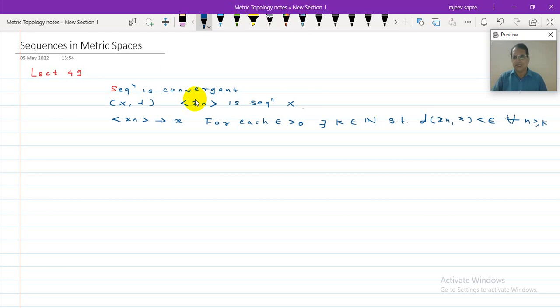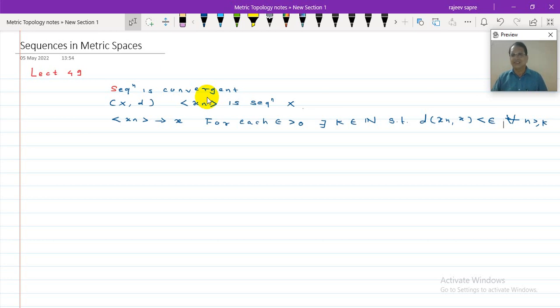What does it mean? From the kth term onwards, all the following terms, and how many terms will there be? Infinitely many. All of them are very near to x, because epsilon is our choice. For any epsilon, it can be a very small positive real number. Still we are saying the distance between xn and x is less than epsilon. It means that from some particular kth term, all the terms following the kth term are such that the distance between xn and x, the point where the sequence converges, is negligible, right?